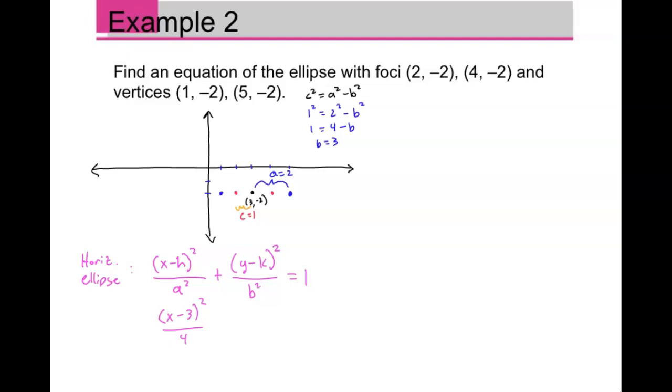Wait a minute. Oh, that's why. I'm sorry. When I solved for b, I didn't solve for b. I solved for b squared. So this up here is actually b squared, not b. So (x minus 3) squared over 4, plus (y plus 2) squared over 3 equals 1.